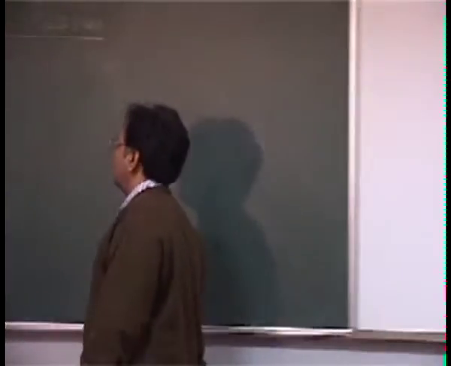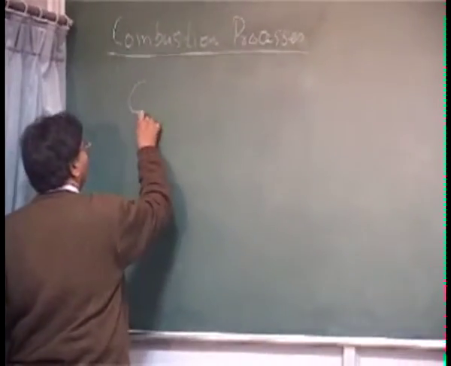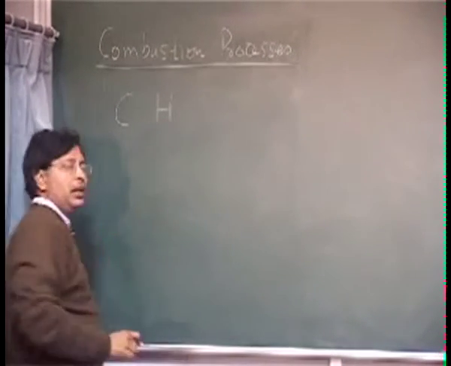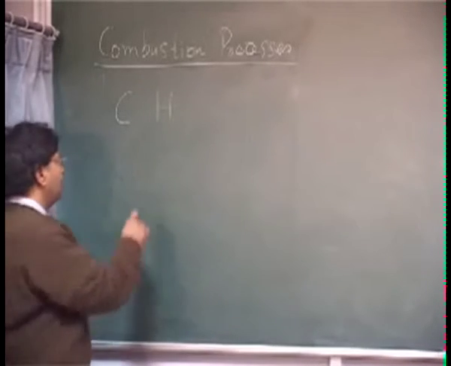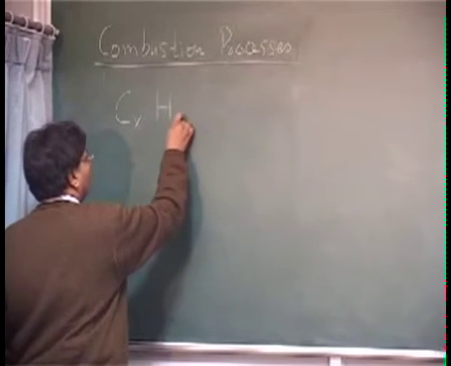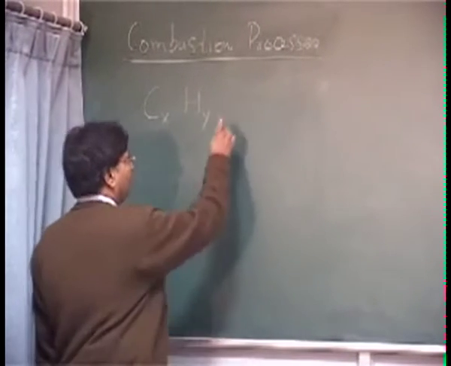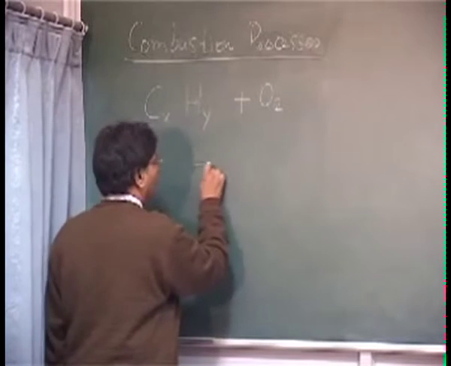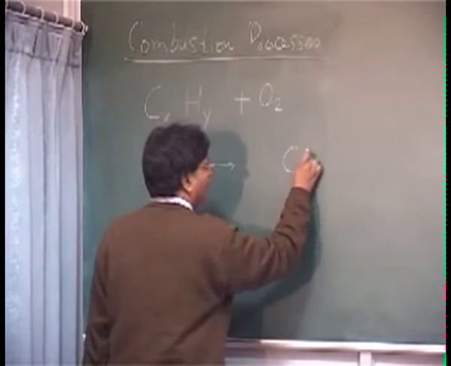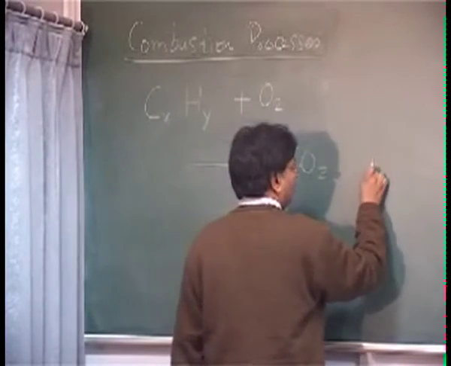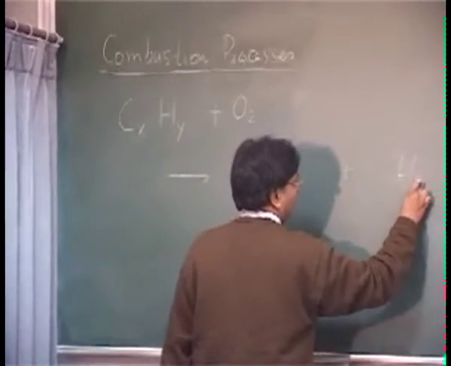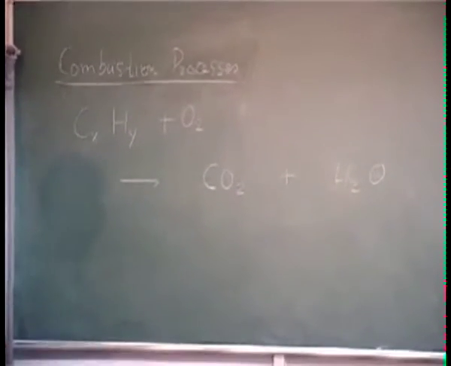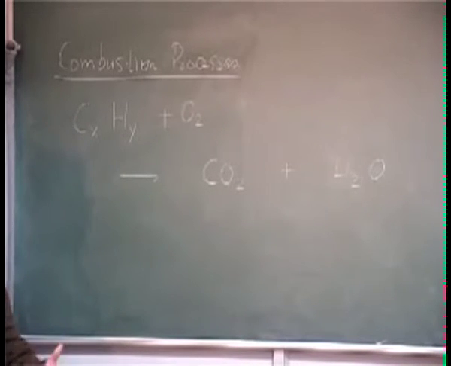So if you need energy, then combustion is required, and most of the time what we are firing really is C and H, carbon and hydrogen. So let's make it generalized. Then you are firing it with oxygen, and what you form, if everything goes well, is... we have to balance this equation, because now we are getting seriously into combustion.